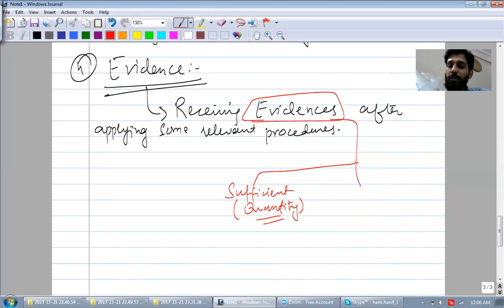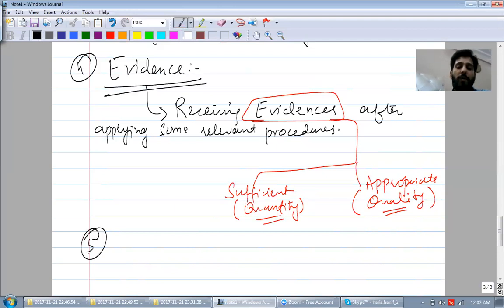And number 2, it should be appropriate. Appropriate means quality. For example, do not rely on the oral words, just rely on the written words. This is much more qualitative, much more appropriate evidence. One more example of quality: do not rely on the photocopies, just rely on the original document. This is the appropriate and quality evidence.